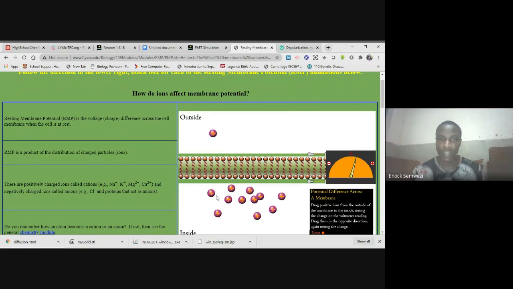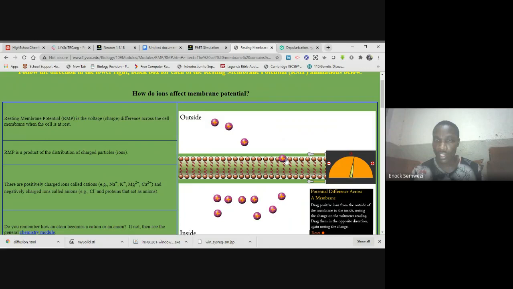Okay. Let me try to move over this one. So the key point is that as more positive ions cross the membrane into the inside, you need to know that the potential difference or the voltage moves towards the positive. However, if the positive ions move out of the cell to the outside, let's check what happens. That is the first one. Look at the voltmeter on the side and see how it moves.